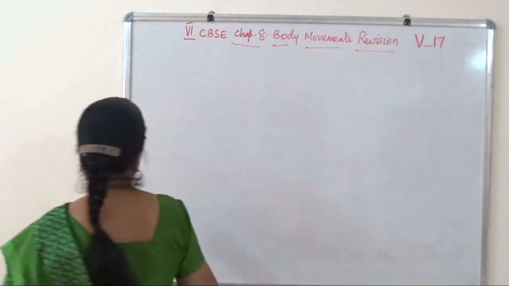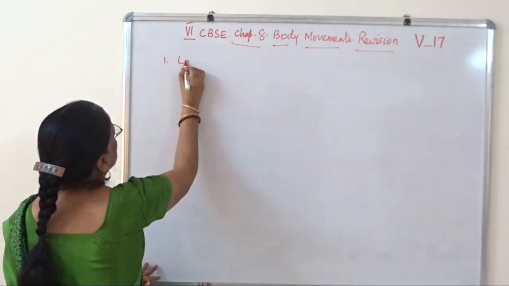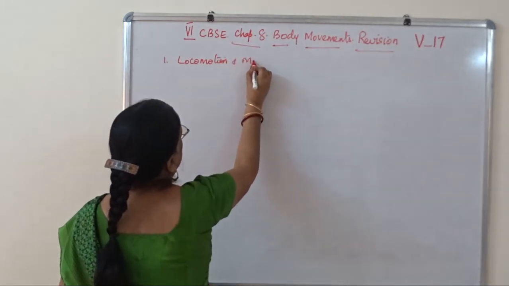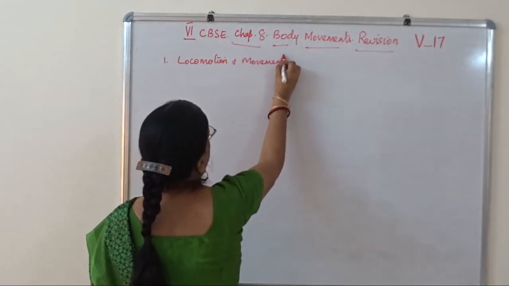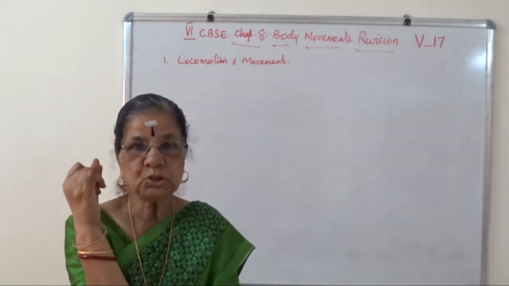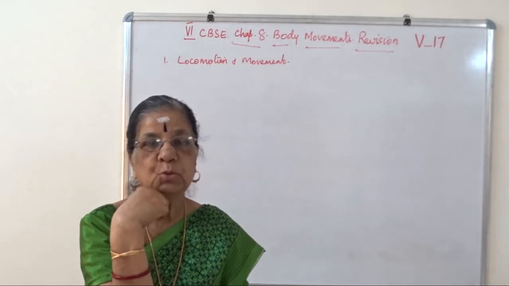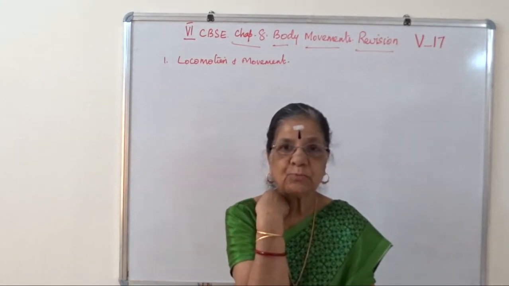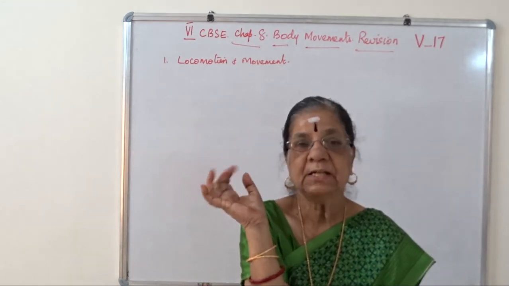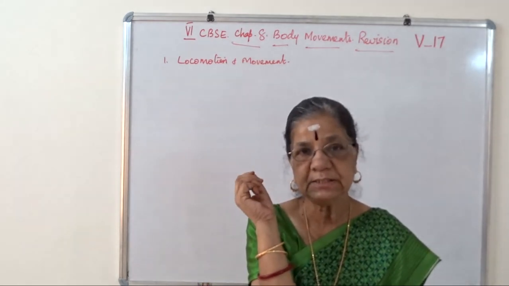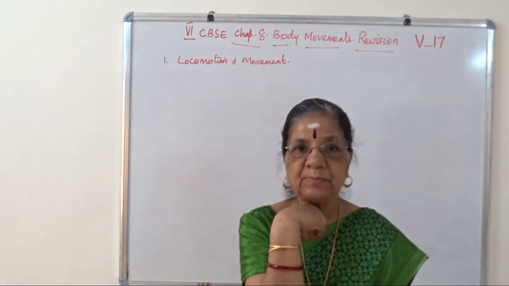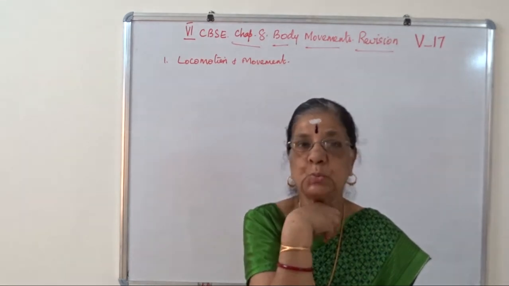Now we come across two terms. One is locomotion and another one is movement. I hope you can recollect these two terms. Locomotion is the movement of animals from one place to another in search of food, shelter, and to escape from the predators and enemies. This is locomotion.